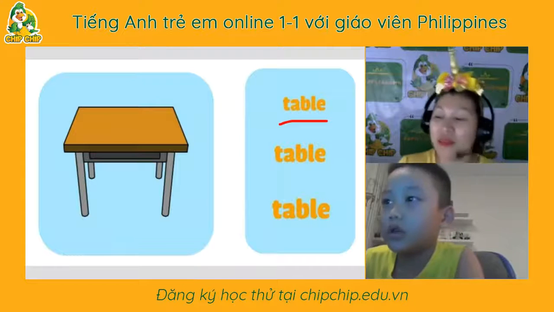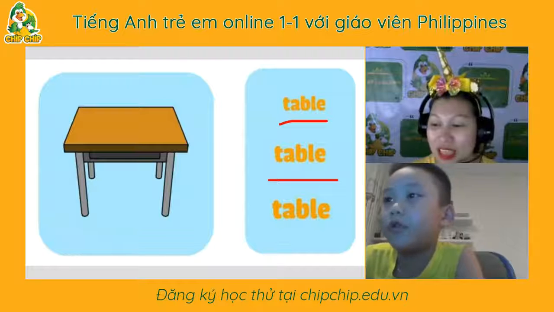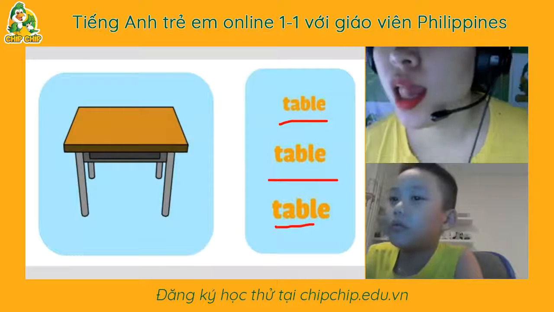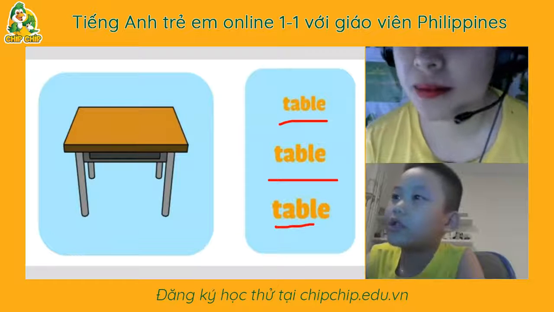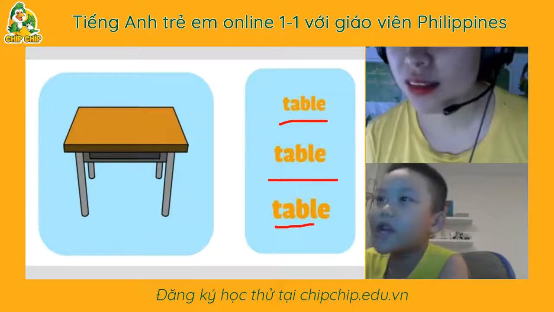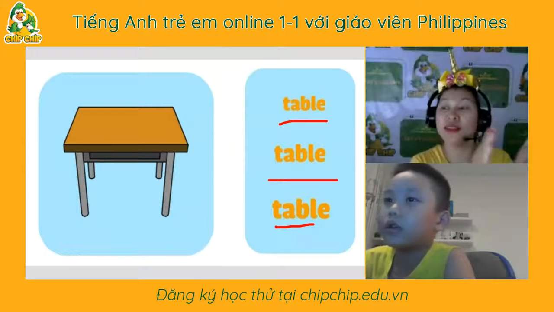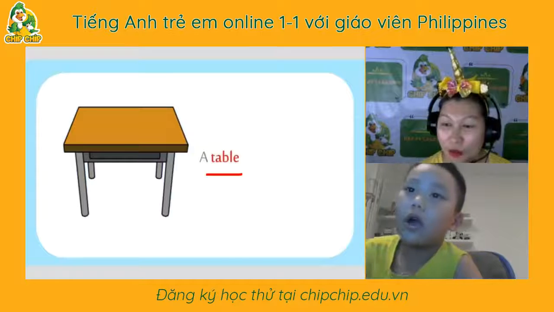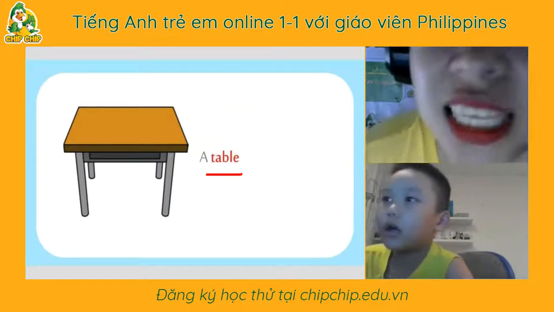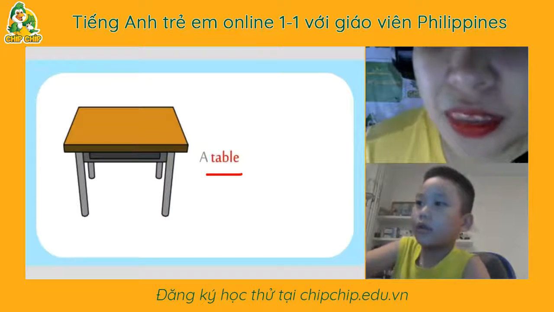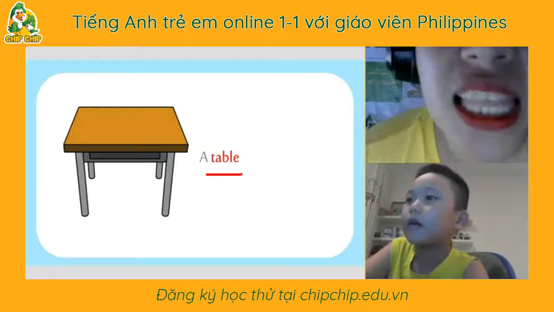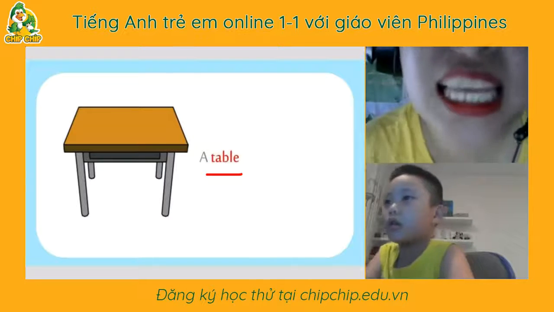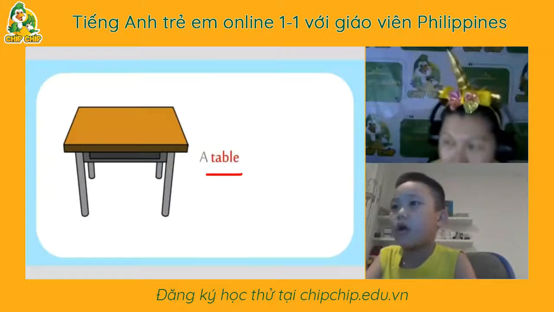Table. Table. Day. Ball. Table, table, table. A table. A table. Take. Ball. Table. Okay.